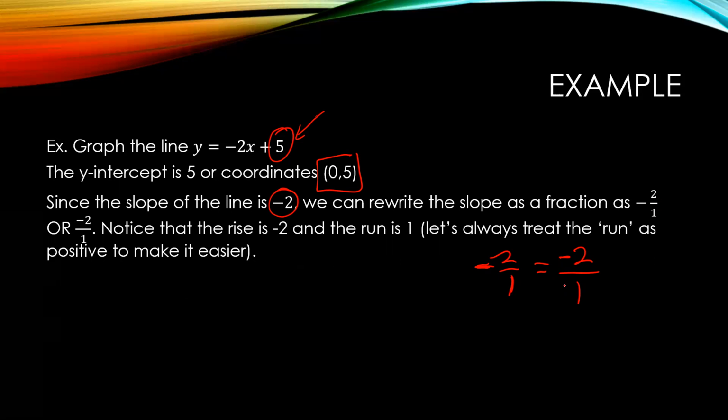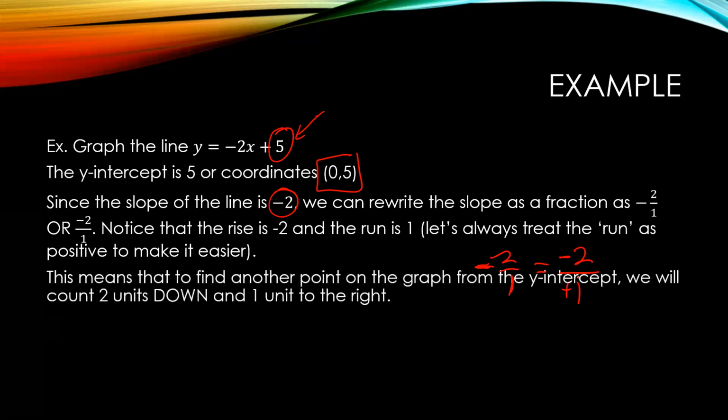And of course, the run, the denominator in this case, needs to stay positive. I can't have both of them being negative, right? Because the negative divided by negative actually gives me a positive. So I need to ensure that the run itself is positive there. So we always treat it as the run in this case, which is going to be positive. So that means that if we were to find another point on this line, starting at the y-intercept, instead of going up, we're actually going to go down 2 units, and then we're going to go 1 to the right.